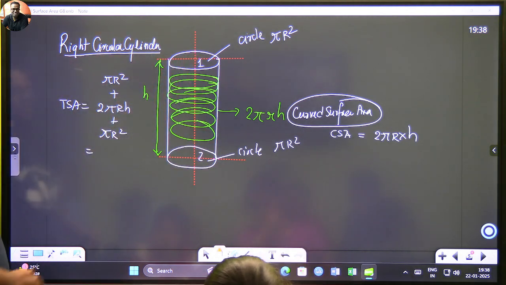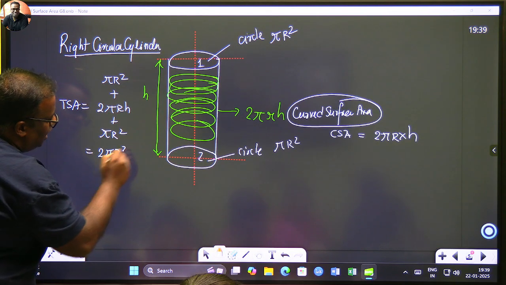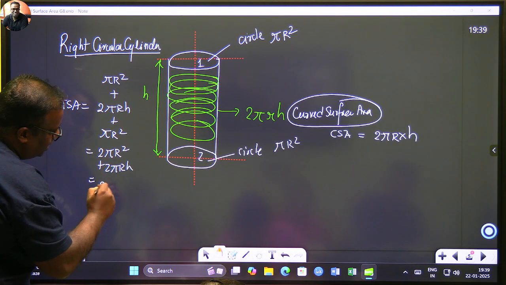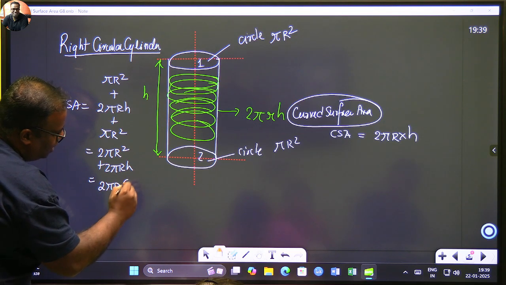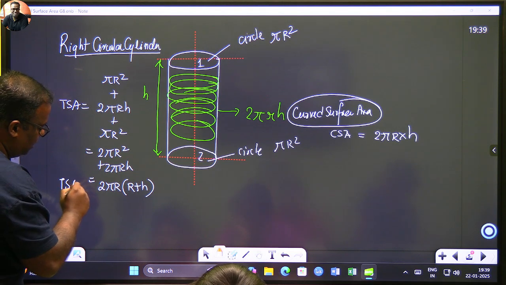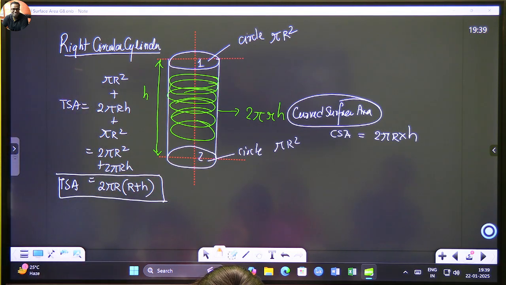Now we are doing surface area. So pi r square gives me 2 pi r square. And I already have a 2 pi rh. So I can basically take 2 pi r common and it becomes r plus h. That is what children do, rattu like a parrot, but you need not.